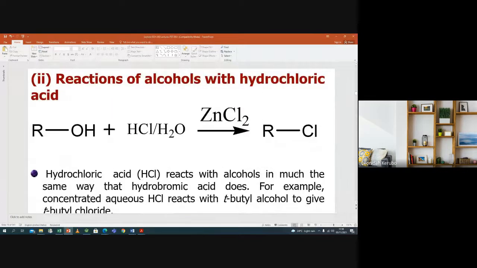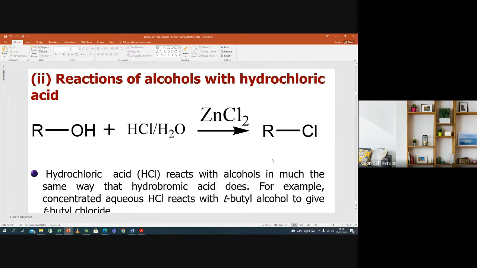How are you today? Today we are going to discuss the reactions of alcohols with hydrochloric acid. Earlier on, we had discussed reactions of alcohols with hydrobromic acid, but today we are going to start on a different reaction, that of alcohols with hydrochloric acid towards the synthesis of alkyl chlorides.